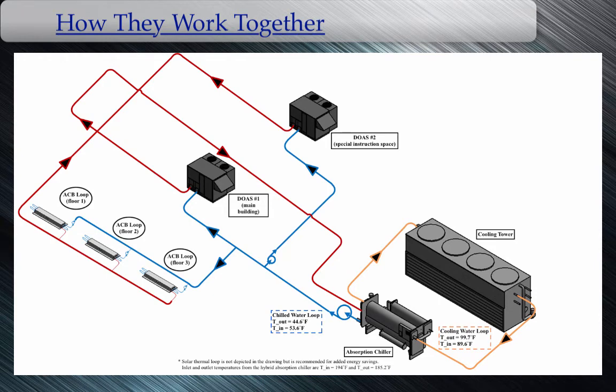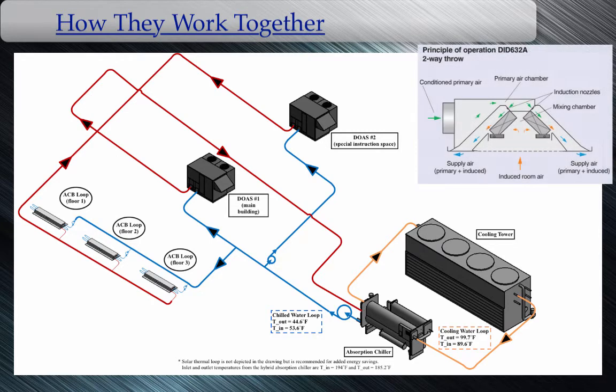The chilled water that is pumped to both of the DOAS in the building eliminates the need for a compressor in the air handling units. This reduces the electrical consumption rate, decreases the amount of maintenance required, and potential failures. Once the water has completed this cycle, it is returned to the absorption chiller at 53.6 degrees Fahrenheit to begin the process all over again.